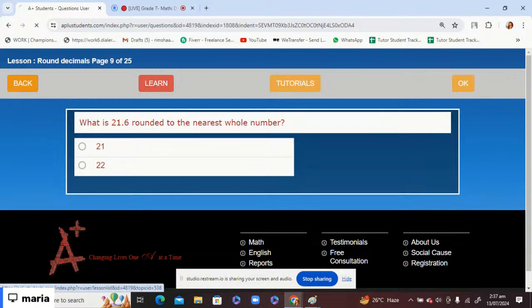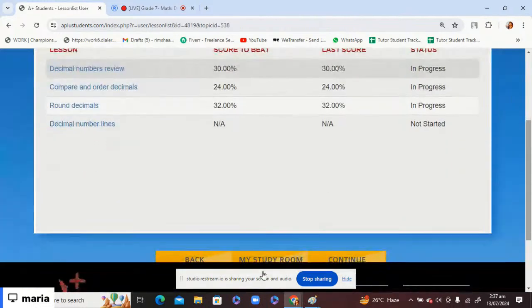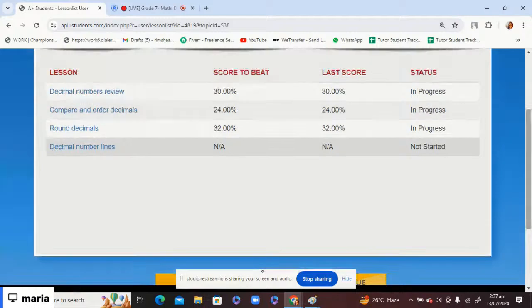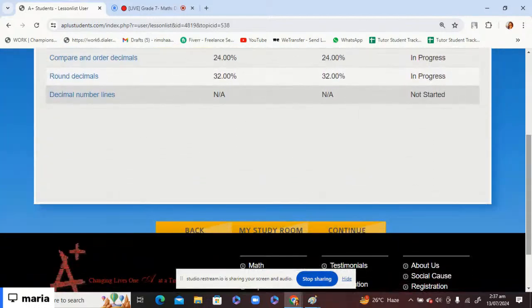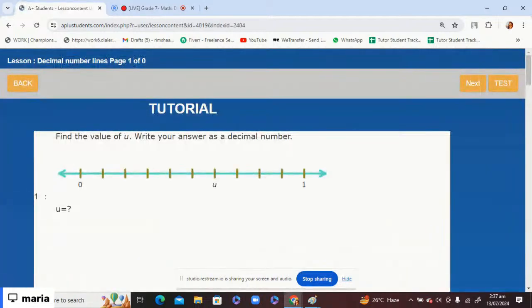So now let's start the next chapter, which is decimal number line. That is the last lesson of that chapter. Okay, let's start.